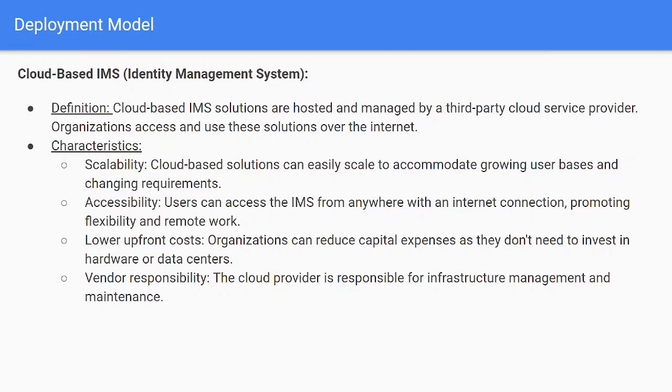And as your organization grows, you can keep on increasing the amount that you are using and the expense that you have. So that's why the upfront cost is smaller, you understand. And vendor responsibility: the cloud service provider is responsible for infrastructure management, and is also somewhat responsible for the security. Security is shared by both parties, of course, but the cloud provider has a higher responsibility concerning security, management and maintenance. You get. So let's go to the next one.